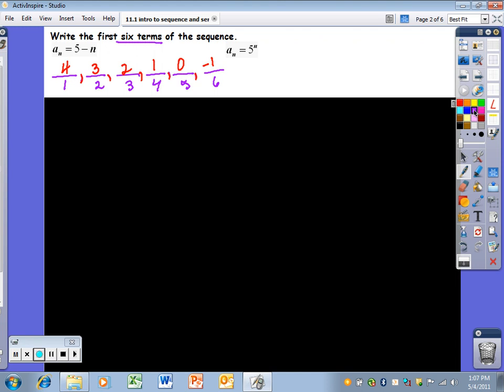Let's try just one more. Again, I'm going to put my blanks to keep track of. I need 1, 2, 3, 4, 5, 6 of them. So 5 to the first is 5. 5 squared, 25. 5 cubed, 125. 5 to the fourth, 625. 5 to the fifth, 3,125. And 5 to the sixth, 15,625.